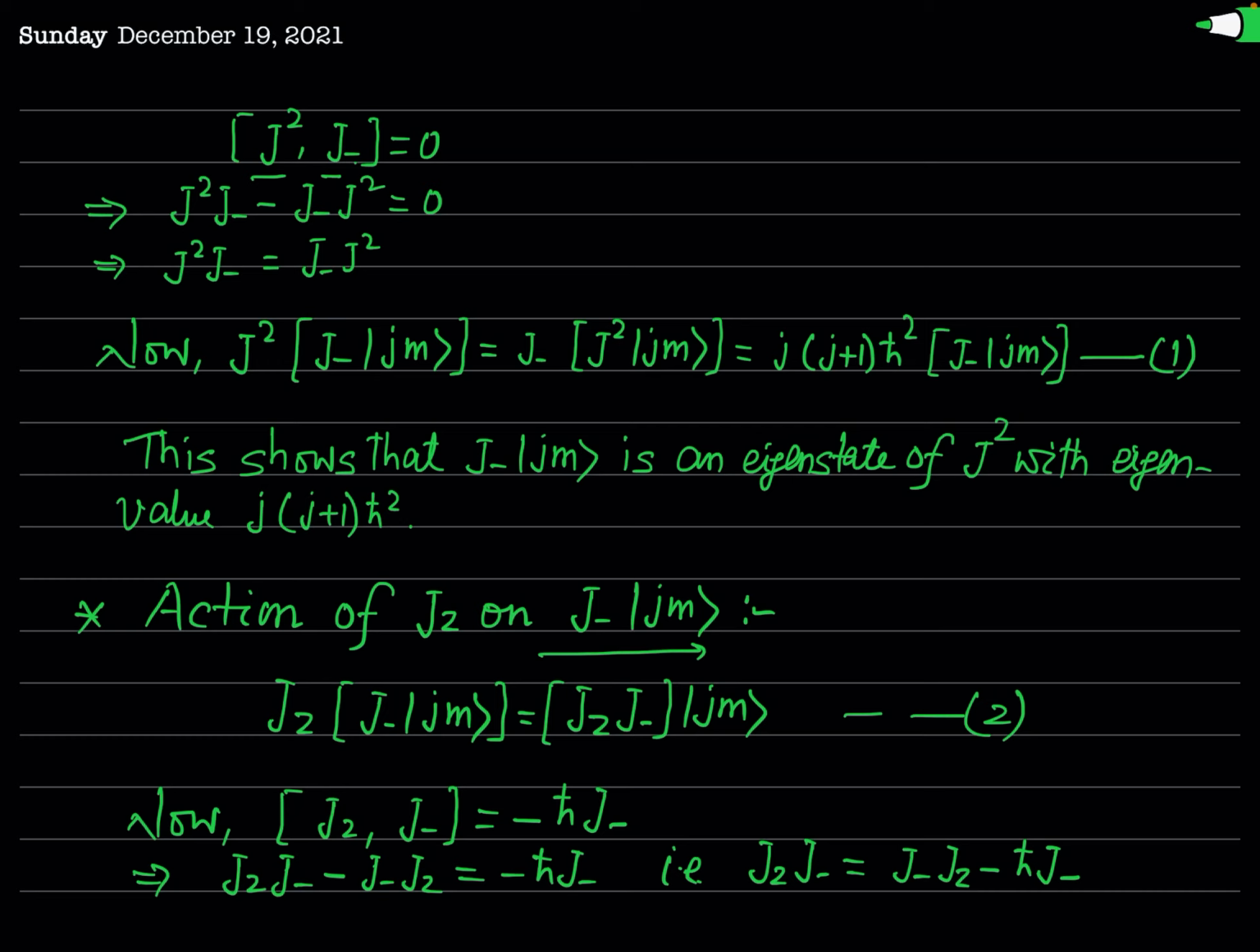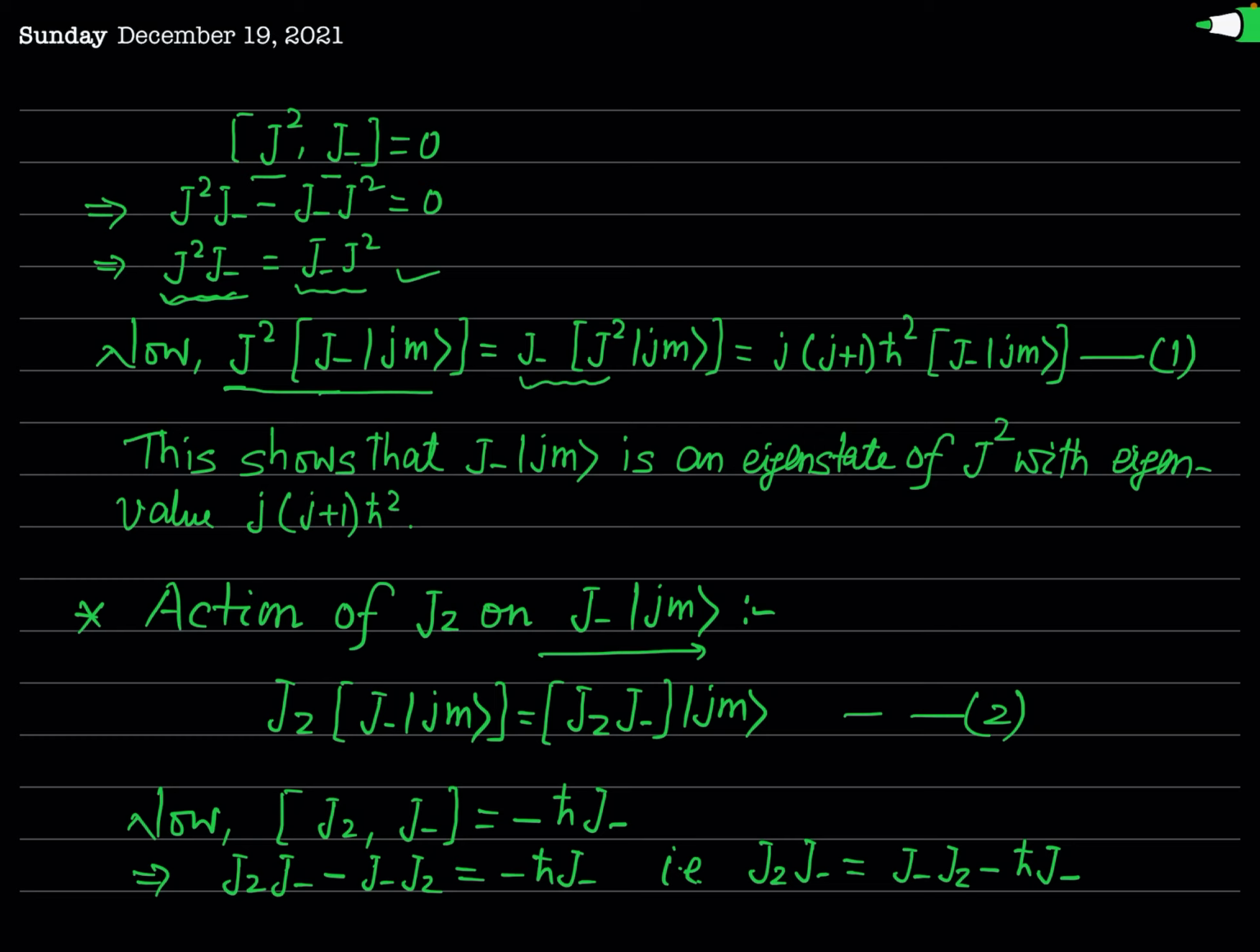And that will be equal to 0. So J² J₋ is simply equal to J₋ J². So if you operate the operator J² on J₋|k,j,m⟩, in this expression there is J² J₋, and you can see here that J² J₋ is equal to J₋ J². So here I have written J₋ J² in the light of this result.